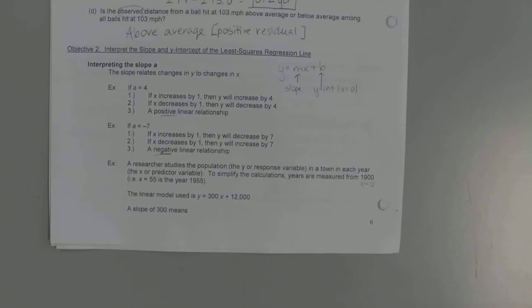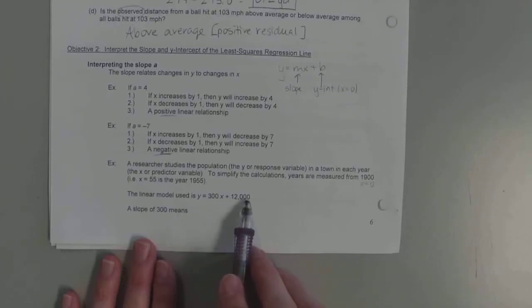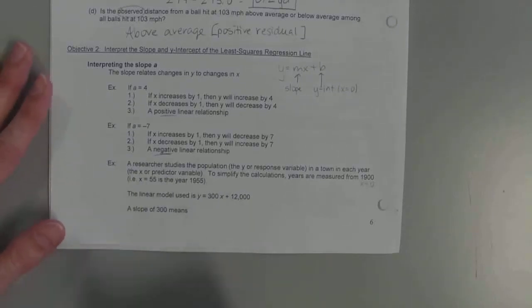The example they use here was, if we want to know the population in 1955, we would plug in the x value of 55. It's 55 years past 1900. Today it's 2018. What would we plug in? 118, right? Because we're going into the 2000s there. Gotcha, right? So say someone put this data into their calculator and they came up with this line to show the relationship between population and the year. And they came up with y equals 300x plus 12,000. They want us to interpret the slope, all right?